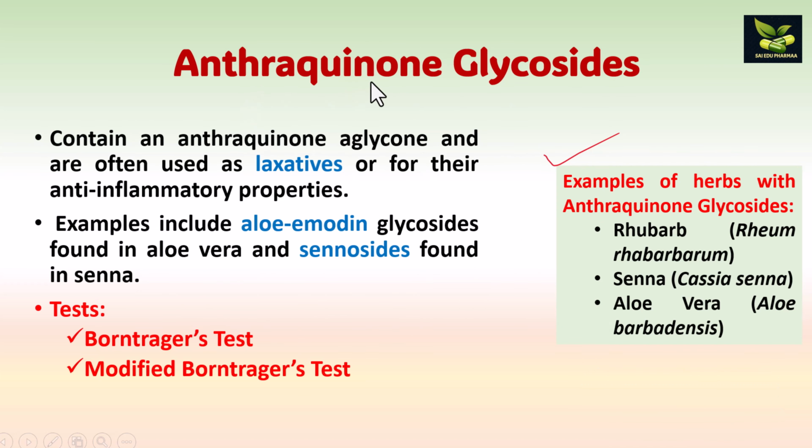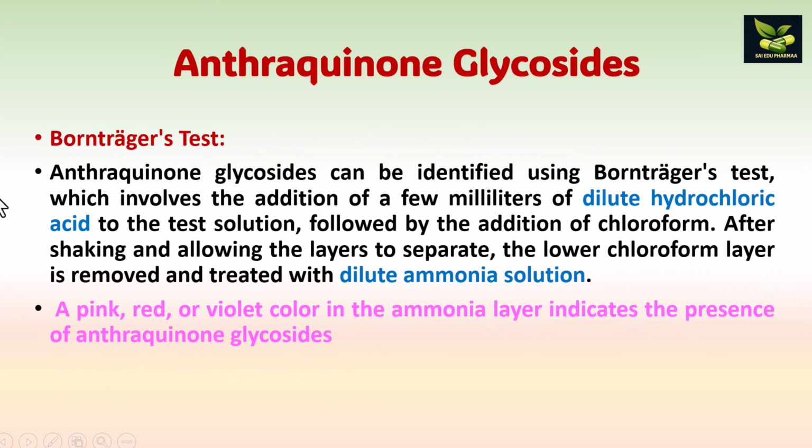Next is anthraquinone glycosides. They contain an anthraquinone aglycon and they are used as laxatives and for anti-inflammatory property. Example includes aloe-emodin glycosides found in aloe vera and sennosides found in senna. And tests are Bornträger's test and modified Bornträger's test. And the examples of herbs, two we have already seen, aloe vera and senna. Third is rhubarb.